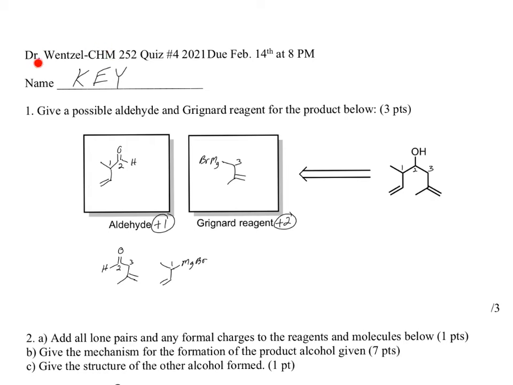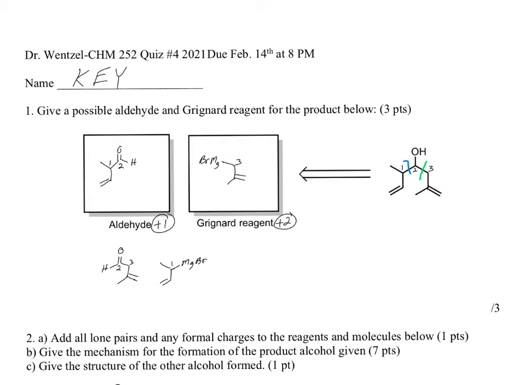All right, taking a look at the key for quiz number 4. For this problem, I wanted to give a possible aldehyde and Grignard reagent for the product below. There's actually 2 options you could do this. We had to recognize that you had to make a bond one of 2 ways: between carbon 1 and 2, or between carbon 2 and 3.